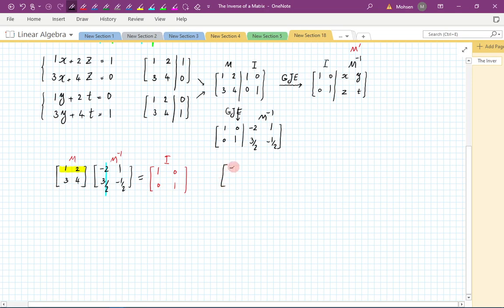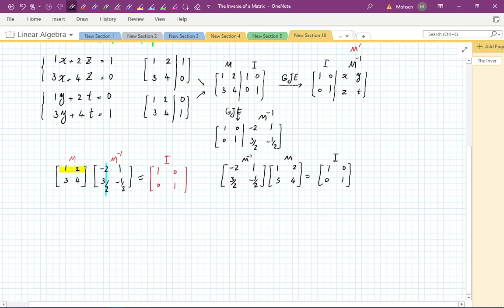And if I do it the other way, same thing happens. If you try minus 2, 1, 3/2, minus a half as the first matrix, then 1, 2, 3, 4 as the second matrix. This is one of those very few cases in linear algebra where you do get commutativity. It doesn't matter if you take M inverse multiplied by M or M times M inverse. Again, minus 2 times 1, 1 times 3, I get 1. 4 and minus 4, 0. 3/2 minus 3/2, 0. 3 minus 2 is 1, and I get identity.